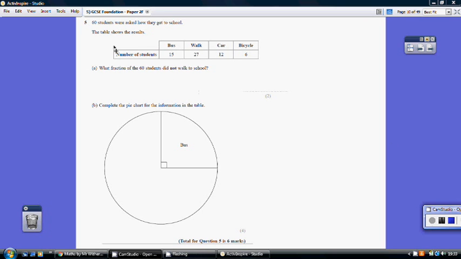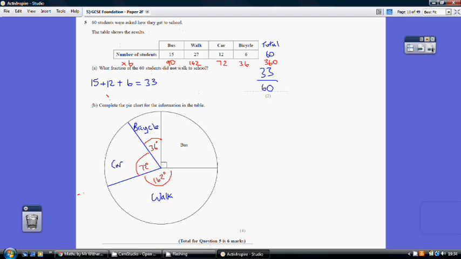Question 5. 60 students were asked how they get to school. Here are the results. What fraction of the students did not walk to school? Right, so who did not walk to school? Well, the 15 who came by bus, the 12 by car, and the 6 by bicycle. So adding those up, that is 33 students did not walk to school.